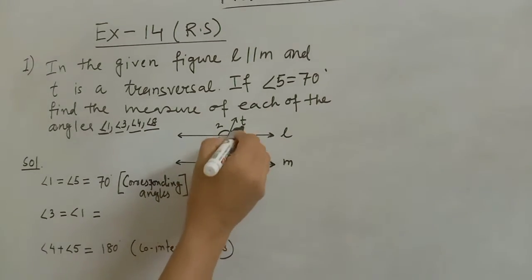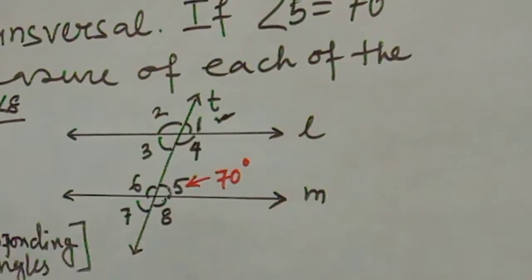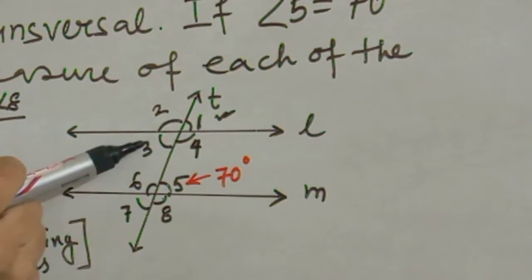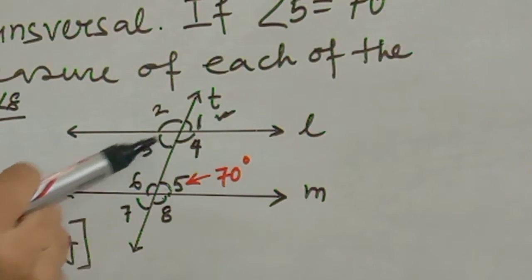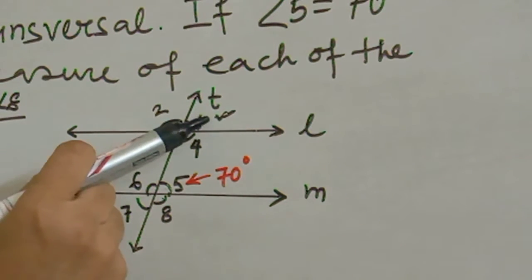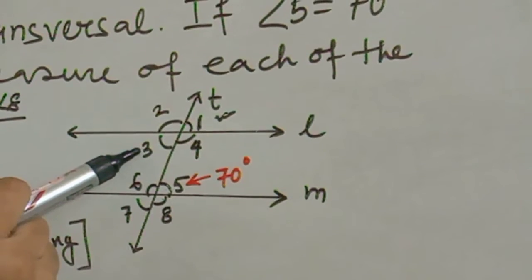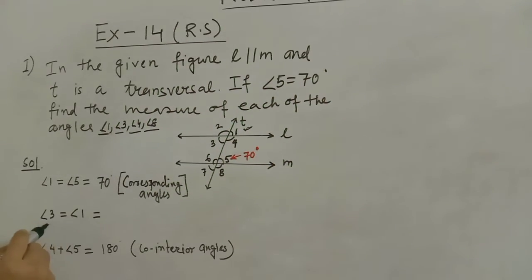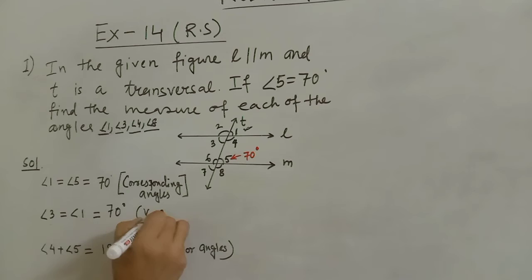Now if you know that angle 1 is equal to 70 degree, then you can find angle 3 also, because see the position of angle 1 and 3, they are vertically opposite angles. So whatever the value of angle 1, it is equal to the value of angle 3. So angle 3 is equal to angle 1, which is 70 degree, because they are vertically opposite angles.